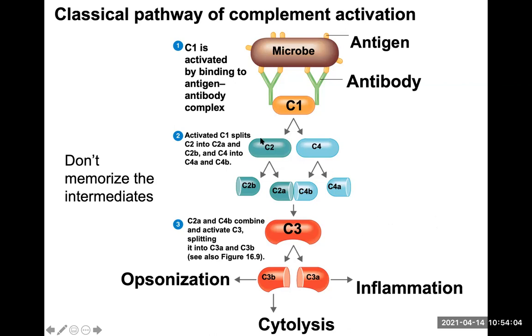Okay, so I do not want you to memorize C2 splits into C2b and C2a. I don't want you to memorize C4, C4a, C4b, but I do want you to memorize that the microbe is coated in these antibodies. The two adjacent antibodies trap the C1 complement protein, starting the cascade, which leads to the splitting of C3. Okay, and it's when C3 splits that you get the three outcomes of the complement system.